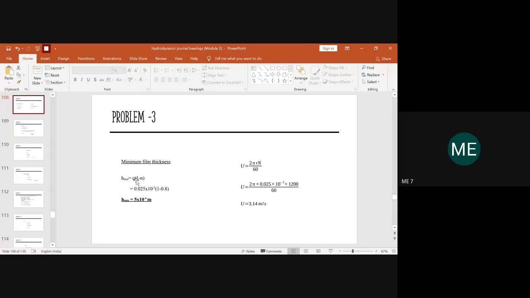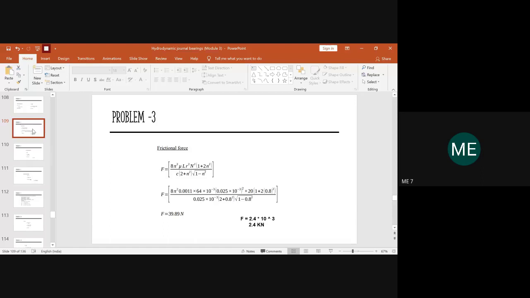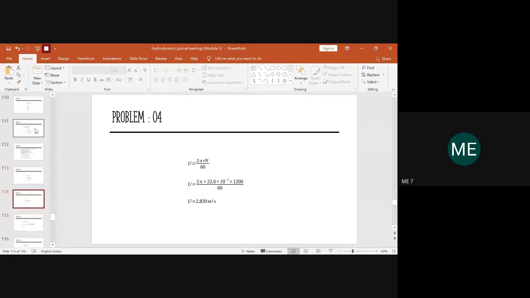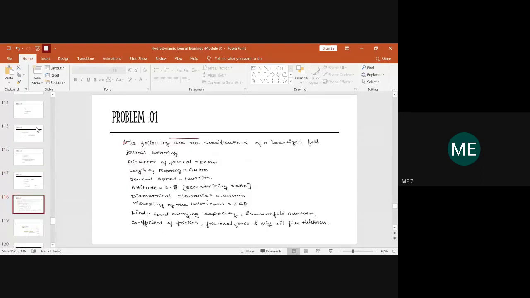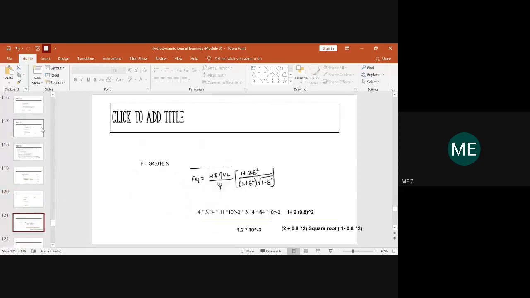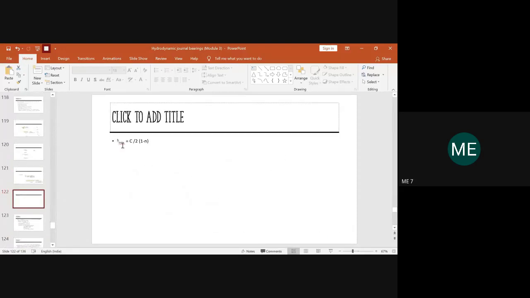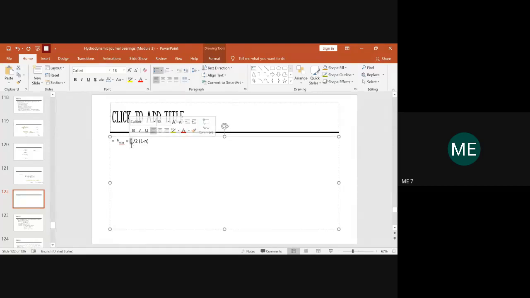But in our question, it is a diametrical clearance what they have given. And hence we cannot use this equation hereafter. So we are going with a changed equation for the diametrical clearance when it has been given. So as per that, you have to follow H minimum is equal to capital C upon 2 into 1 minus N. So capital C will be the diametrical clearance, not the diametrical clearance ratio.